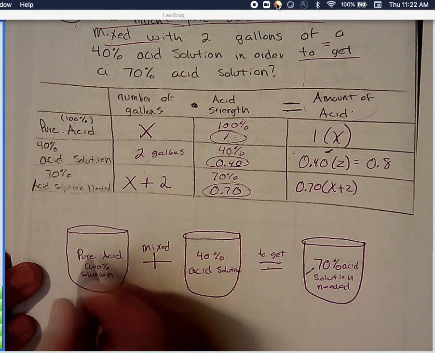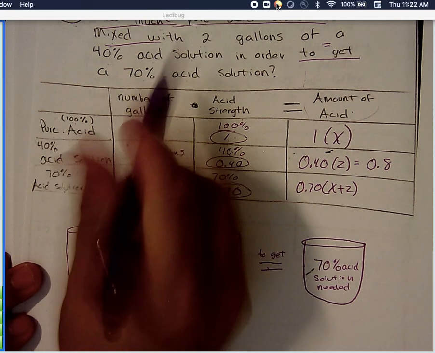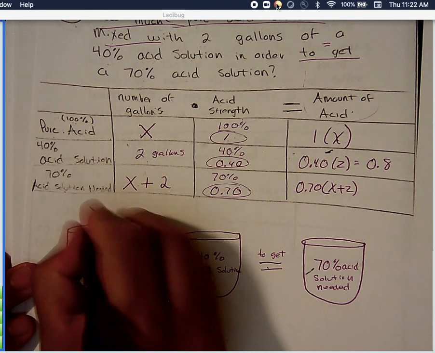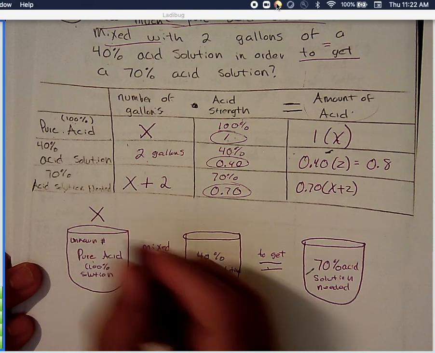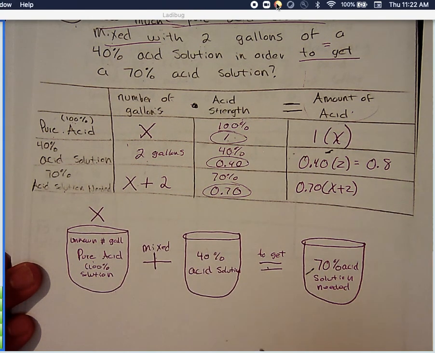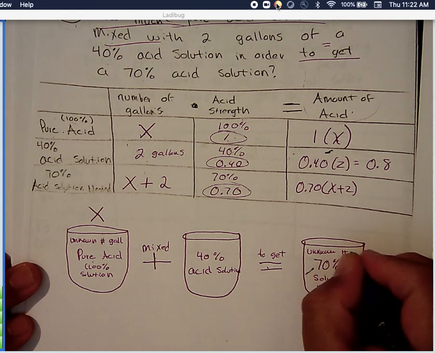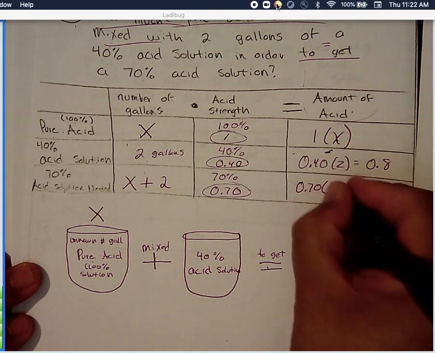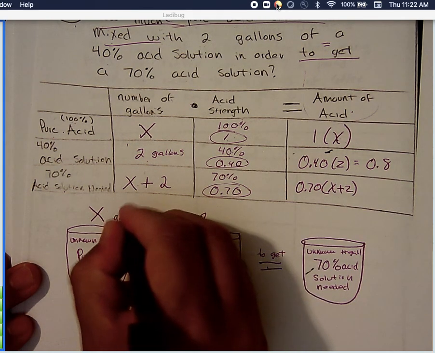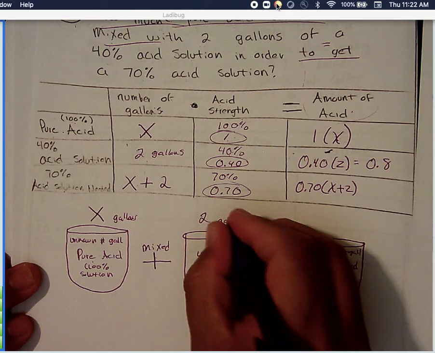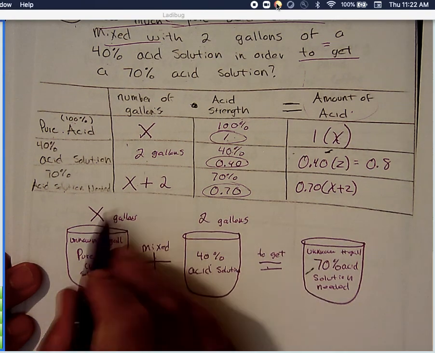Okay, do we have how many gallons of pure acid we have? No, it's unknown, so I'm gonna put here unknown number of gallons. This is also unknown number of gallons. We don't know these two because they have an X. This one we do know, and that one's 2 gallons. So X gallons, we don't know. This one was given to us, and that one would be the X plus 2 because we're adding these two.